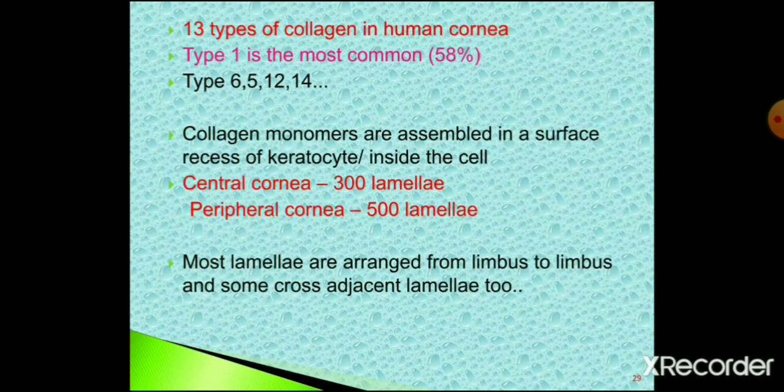Collagen monomers are assembled in a surface recess of the keratocytes, inside the cell. The central cornea contains about 300 lamellae, and the peripheral cornea around 500 lamellae. Most lamellae are arranged from limbus to limbus, and in some cases they cross adjacent lamellae too.